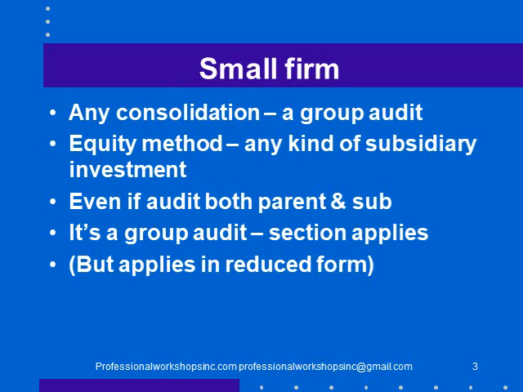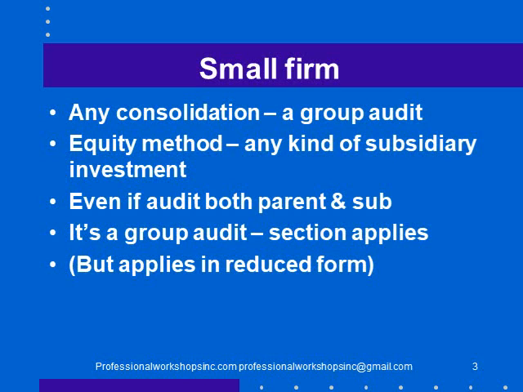Now, I'm mostly going to focus on the impact of this standard on a small firm. Network firms and big firms can figure it out for themselves. I'm sure they already have. But from the perspective of a small firm, anytime there is a consolidation, it's a group audit. If you use the equity method, any kind of subsidiary investment, putting together two divisions, anything like that, it's a group audit, and the group audit section applies.